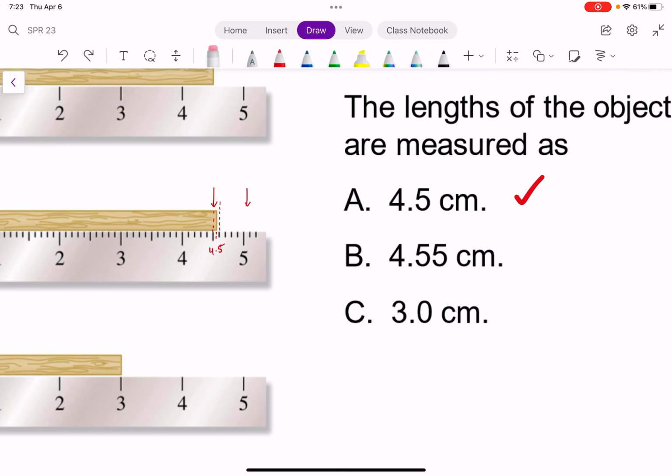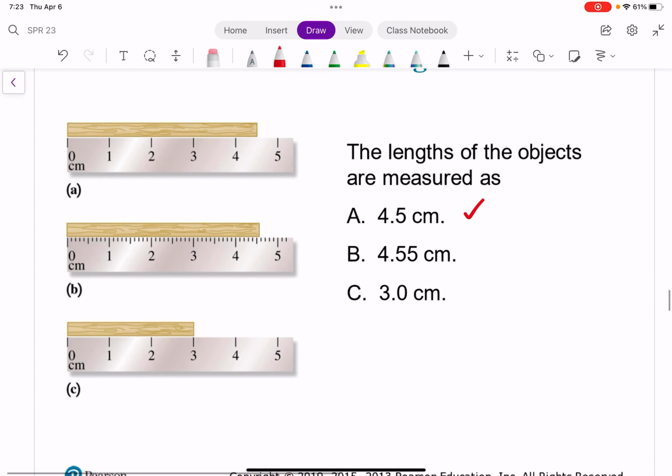Oh, shoot, sorry. So, get back to my thicker pen here. So this number here is your estimated digit. Okay, I hope that makes sense. As always, if you have any questions, come see me during office hours.